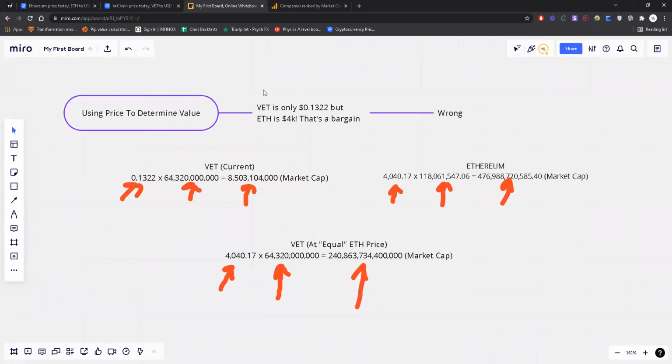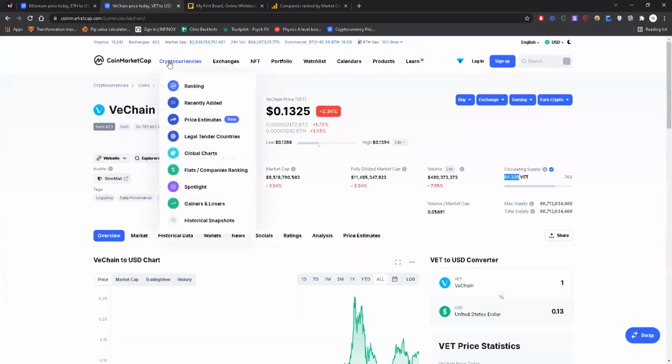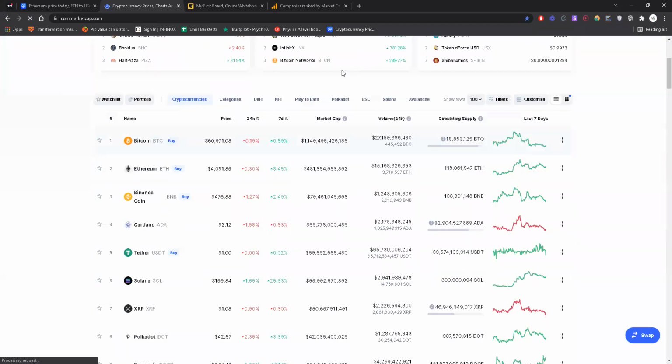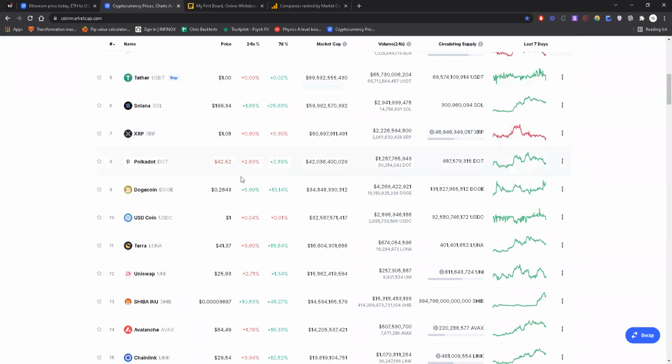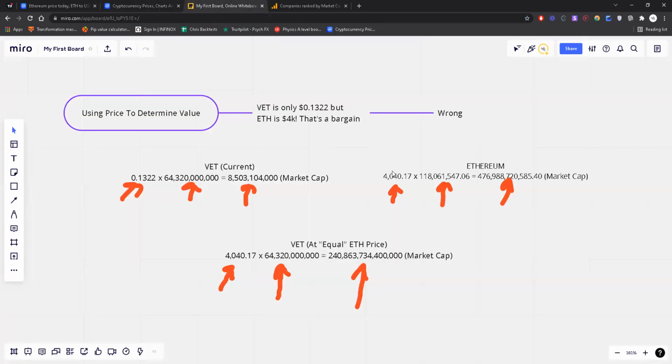So let's run through an example here. If you are using price to determine value, a lot of newbies will get into this, and they'll be looking at prices, and maybe they'll even be messing around on the cryptocurrency charts here, looking at all the prices going, oh my god, this is Cardano's only $2, or whatever, let me buy these while they're cheap. And that's really not the right way to be looking at things, because it just doesn't make any sense, and I'll explain exactly why now.